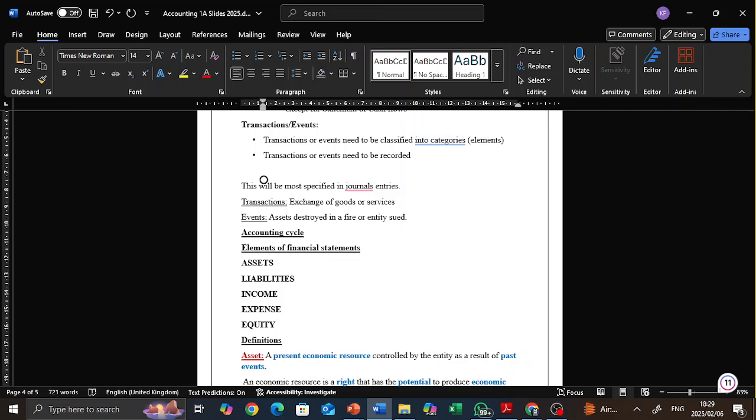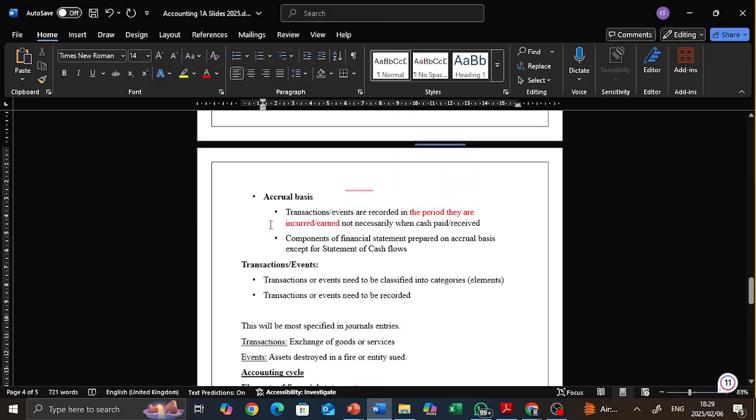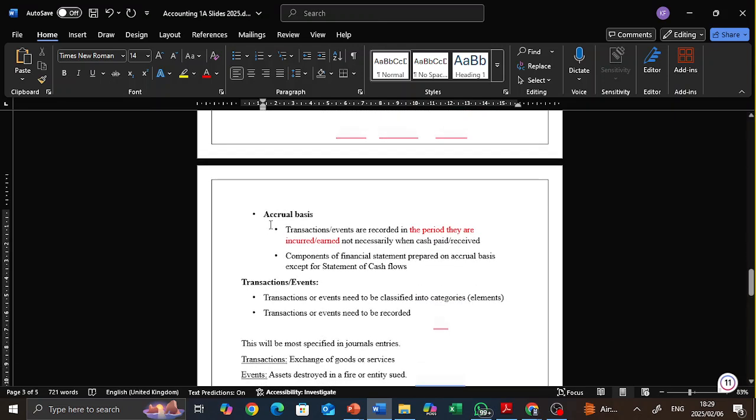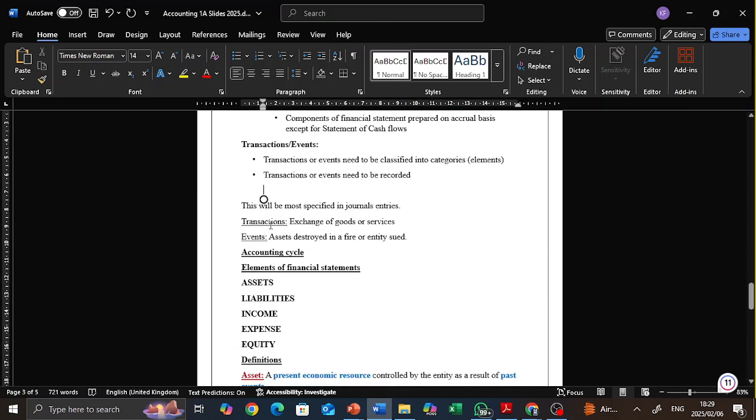Someone said, let me see the chat. So where does the accrual basis fall under? These are just definitions, right? All of them are part of the conceptual framework, I would say. This is all part of conceptual framework information. Okay? Yes, I'm glad you get it.